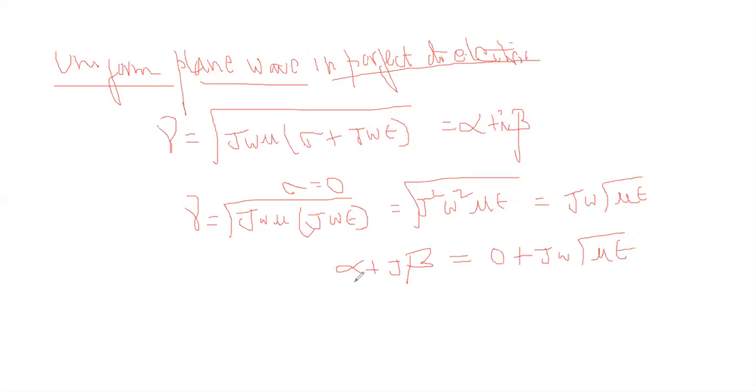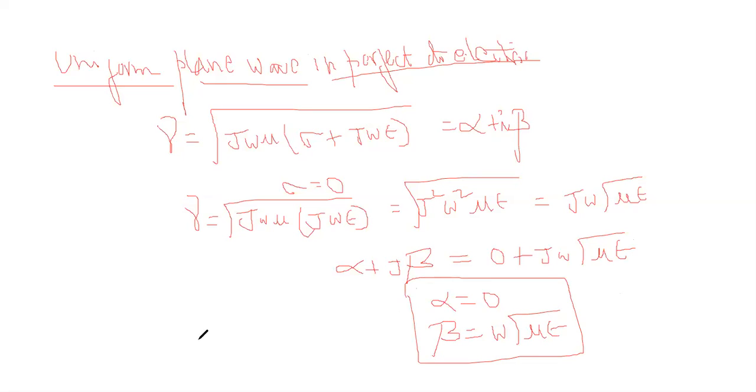So now what is alpha? When equating these two functions, the attenuation constant is 0 and beta, the coefficient of the imaginary part, is omega square root of mu epsilon. So these are the two conditions we get for a uniform plane wave in a perfect dielectric: the attenuation constant is 0.